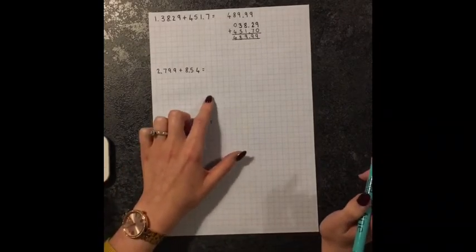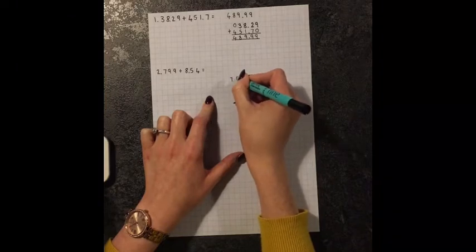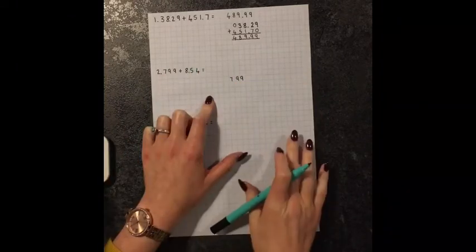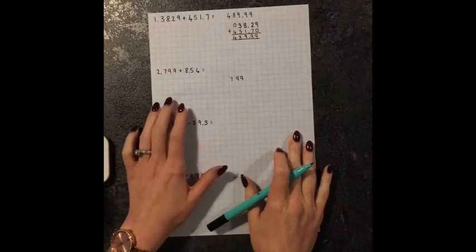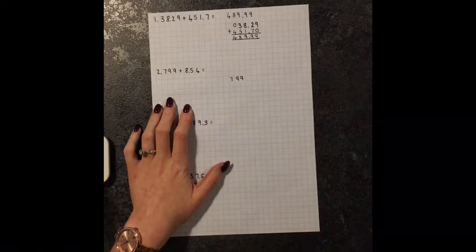Now moving on to example number 2. I have the numbers 799. Now this number has no decimal places. It has no decimal point and no decimal places. So we must use our knowledge of place value to align these numbers.